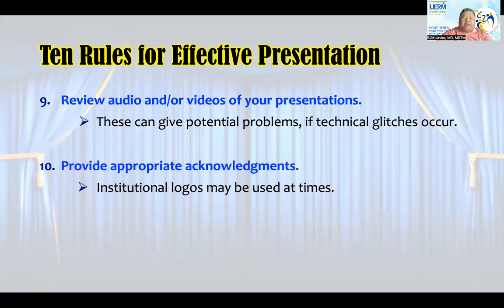And provide appropriate acknowledgements. Sometimes you can use institutional logos, especially if you're being sponsored by your institution. You might want to include the institutional logo and the name of your institution, a sign of acknowledgement to where you belong or to where you are affiliated with.